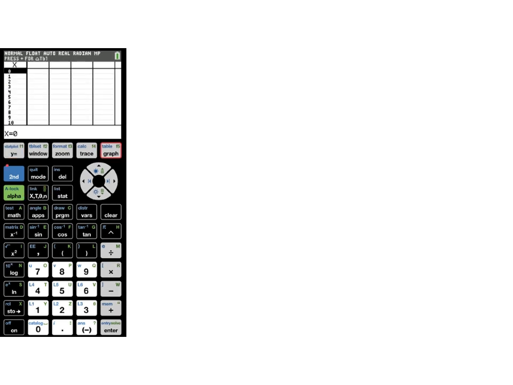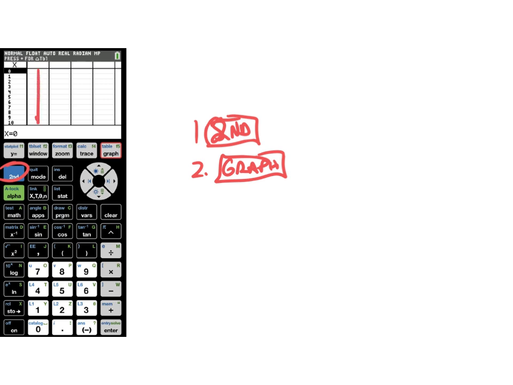When you hit second first, then hit the graph button. This will bring you to the table of values. And this is where you can see on the left our X column. This is our inputs. And our Y column, whatever we put in Y1, that will give you the values.